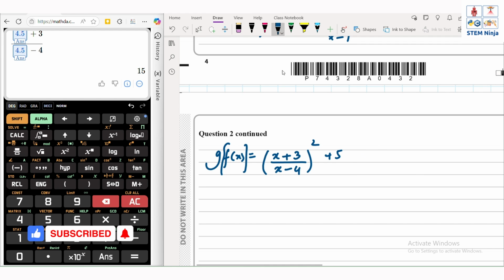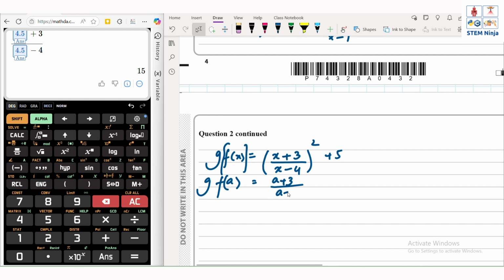Since we're finding the general function over here, we can keep it like this. We don't actually have to find out anything yet. So when we plug in g f of a, this becomes ((a plus 3) divided by (a minus 4)) whole squared, plus 5, equals 7. So you have ((a plus 3) divided by (a minus 4)) squared equals 7 minus 5, which is 2.